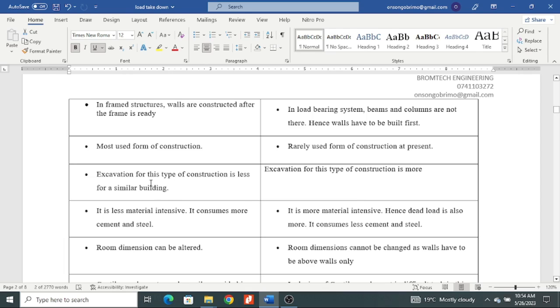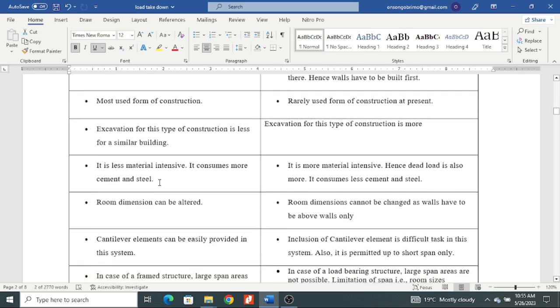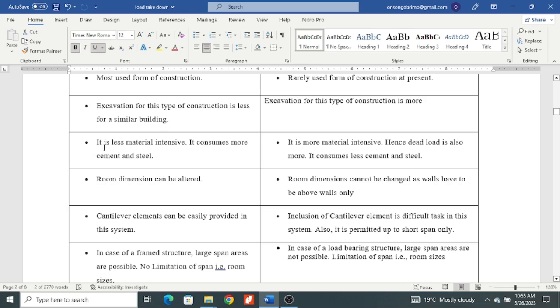Some excavation in frame structures is not so much as it is in load bearing structures. Framed structures are less material intensive, and they consume actually more cement and steel. But load bearing structures are more material intensive, hence the dead load is actually more, because if you have thicker walls on all your stories, it means you're going to have a very heavy structure.